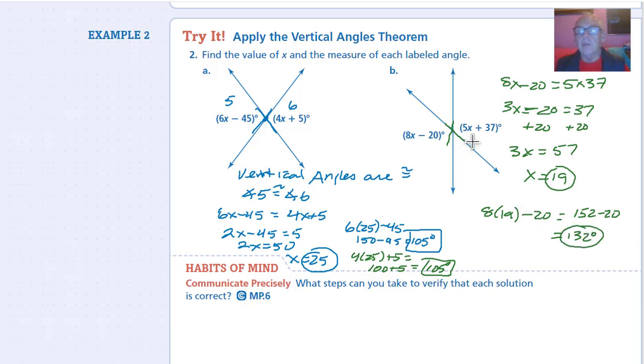If we plug it into this other one, 5 times 19 is 95, plus 37 also gives us 132. So it checks out. Let's move on.